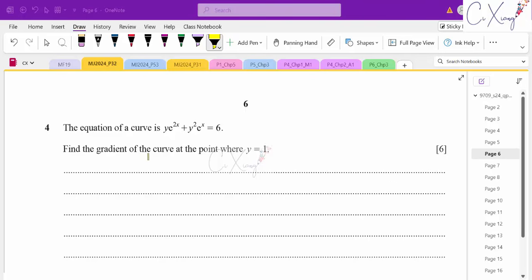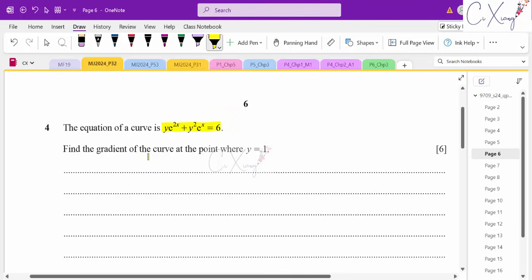Okay, so question number 4. We are given the equation of a curve like this, and then they want us to find the value of the gradient of the curve. So what's the meaning of gradient of the curve here? You should know that gradient of the curve means dy/dx. So what is the value of dy/dx when y equals to 1?